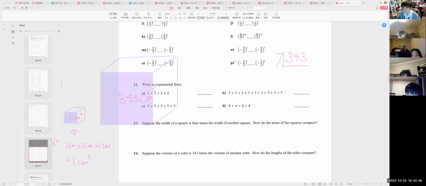So 343 divided by 7 equals what? 49. Very good. So 49 equals what? 7 times 7. Very good. So 343 equals 7 times 7 times 7. Correct, everybody? So how do the lengths of the sides compare? The first one is 1 centimeter. The other one will be 7 centimeters.